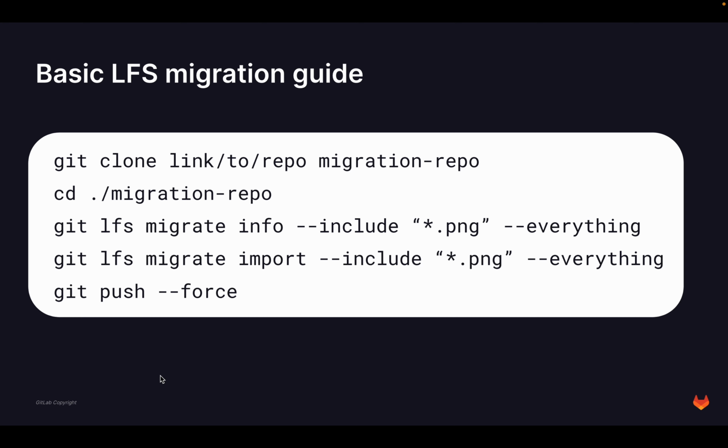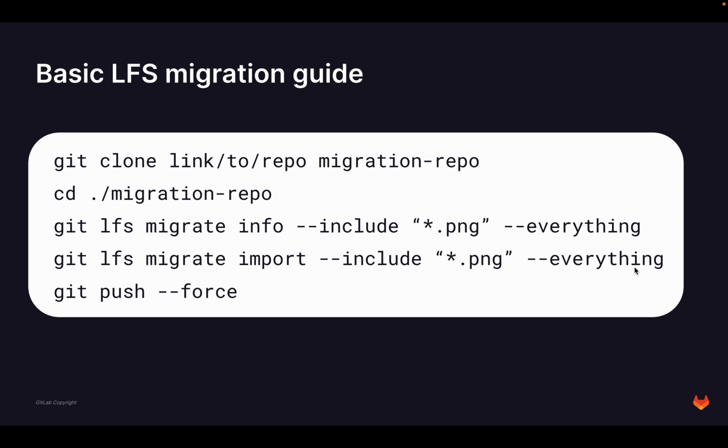Now, a very simple basic step: clone your repo, and then do Git LFS migrate. With the info option, you can see what's happening. You can see what Git LFS would migrate if you do this. Then you say include any PNGs, for example, and then everything, so on every branch and history. Now this will show you what will happen, and then after that the import will actually do that.